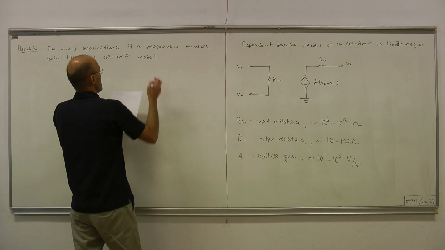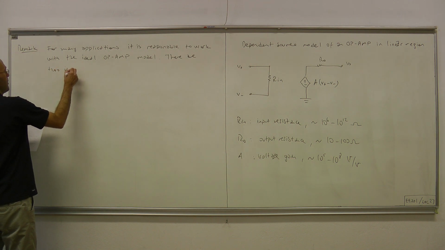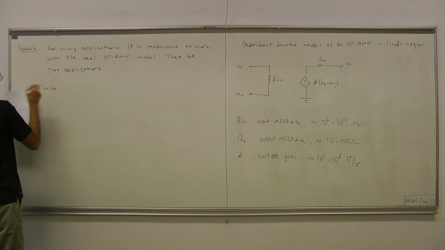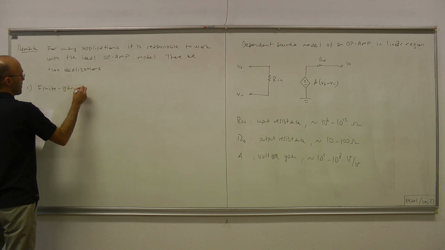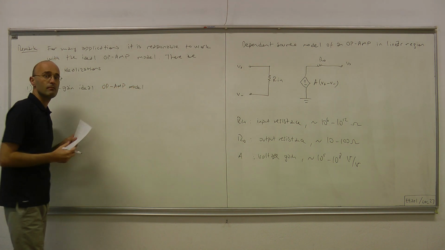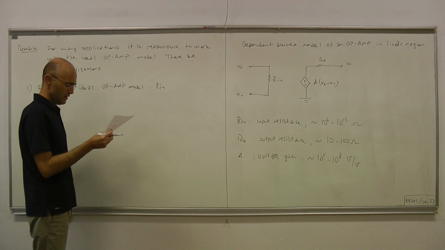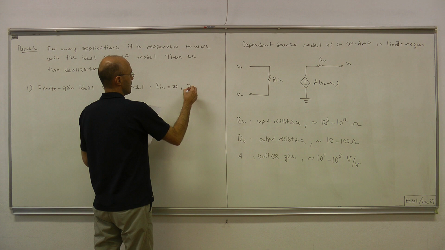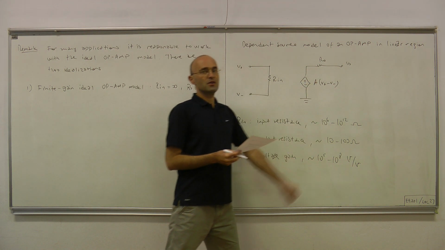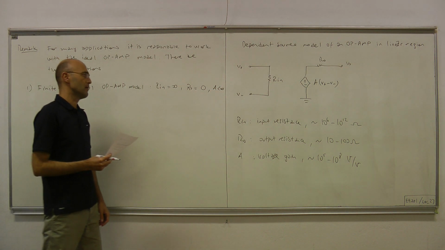Okay? There are two idealizations. One of them is called finite gain ideal op-amp model, where input resistance is taken to be infinity, output resistance is taken to be zero. Therefore, we're taking this as open circuit, and this part as short circuit. But we let A be a very large, finite number.